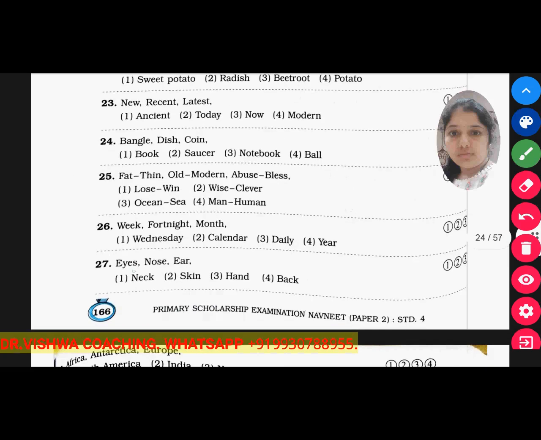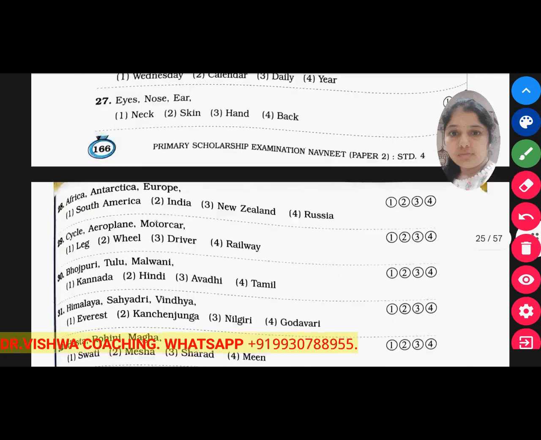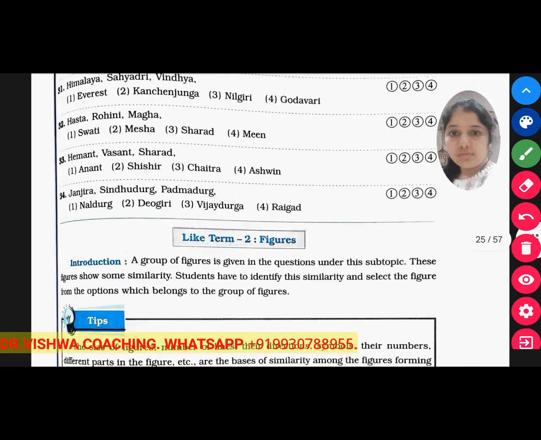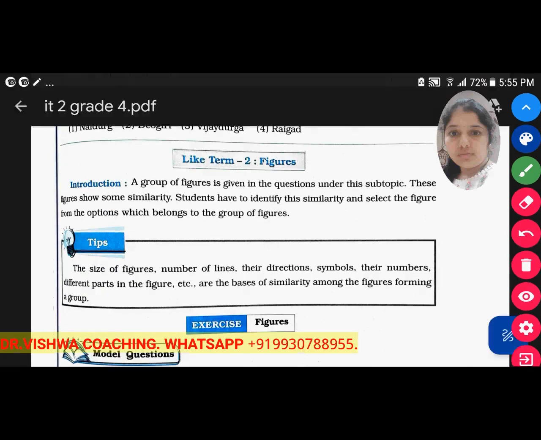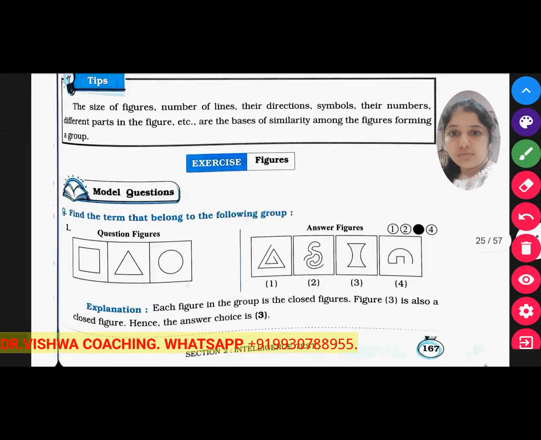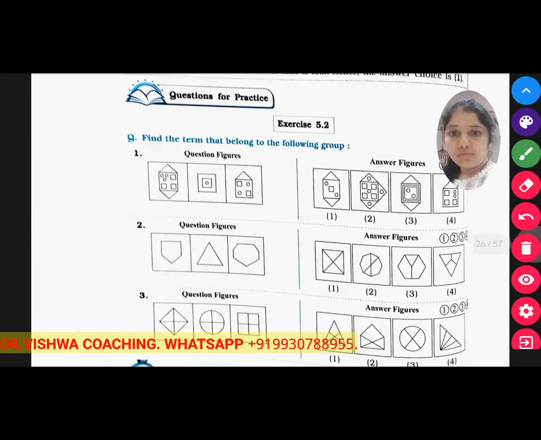I hope you understood the theme. Eyes, nose, ear, all are the sensory organs. Which is the sensory organ in the given options? So skin is the sensory organ. So the correct option is skin. In this way you have to solve the problems that are based on words. Now the next topic is based on figures. For figures, there may be similarities in the figures, and we have to identify the exact similarity and solve the problems that are based on the similarity of the figures.